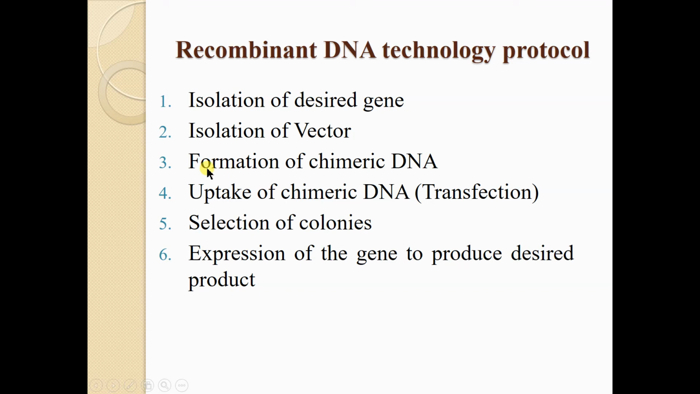Then they will be treated with the DNA ligase enzyme. So a hybrid DNA or chimeric DNA is produced, that is the third step. It contains DNA from two different species: one is the vector, which is from the bacteria, and the other is our desired gene, either from the human or from a species other than that bacteria. So a hybrid type of DNA is formed, also known as chimeric DNA, and also known as recombinant DNA, that is, DNA synthesized artificially with the help of recombination.